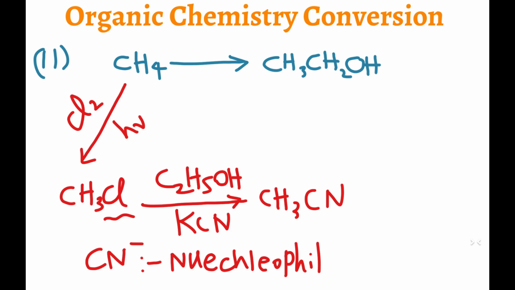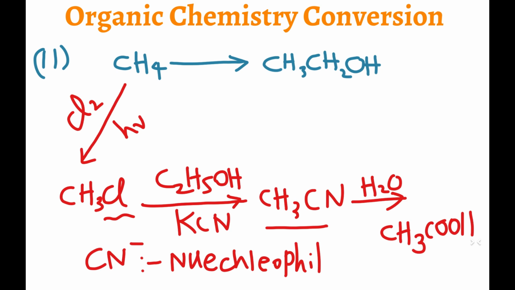After making CH3CN, we have to use H2O. Then this is CH3COOH, which is known as ethanoic acid, and ethanoic acid can be converted into ethanol in one step.